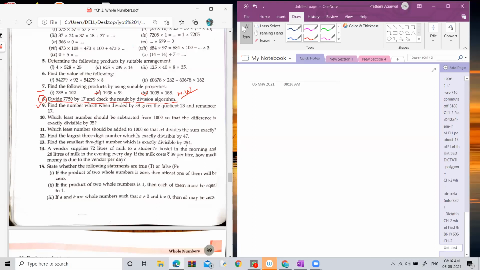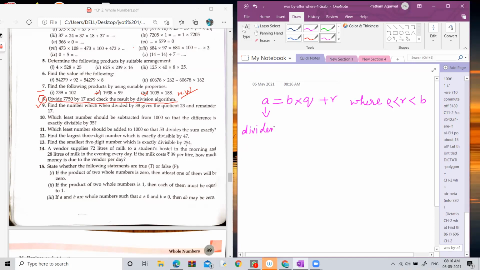According to the division algorithm, we have a formula: A equals B into Q plus R, where the value of R is greater than or equal to 0, but it should be less than B. A is what? A is called the dividend.